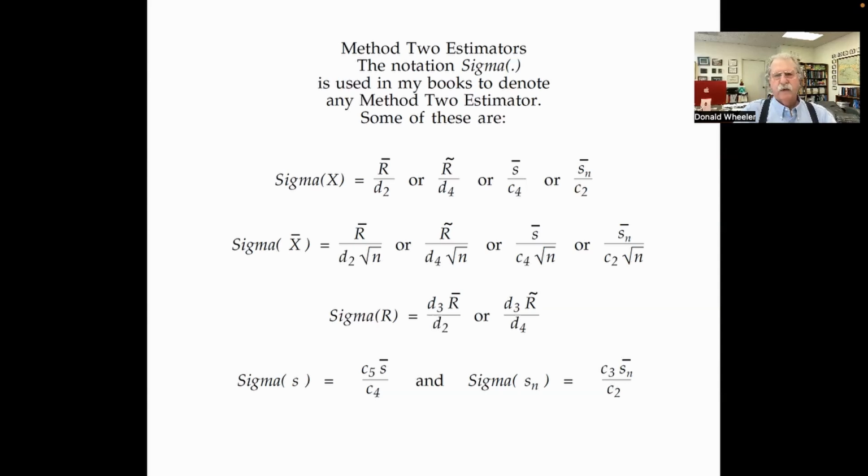Divide these estimates by the square root of n, and we have estimates for the sigma of x bar. Sigma of R might be d3 R bar over d2. That's a formula we worked out earlier on page 25 in the workbook. There's another formula like that, d3 R tilde over d4. I'm just going to ask you to take that on faith. You work it out the same way as the one we did find. So when you see sigma parentheses x or sigma parentheses x bar in my books, you know I'm talking about method 2 as opposed to some other method.